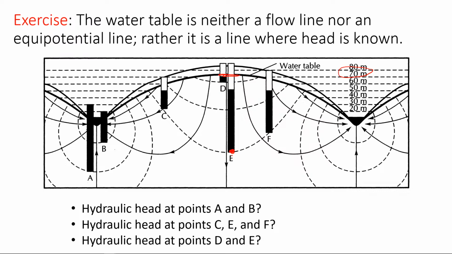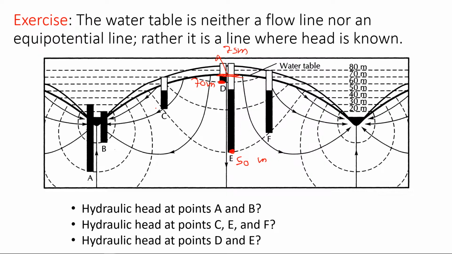What is the head here, at this point, at point E? What would be the head at point E? The head at point E would be 50. What about the head at point D? The head here would be 50 meter. The head here would be maybe 75 meter. And the head here at point D would be 70 meter, yeah.